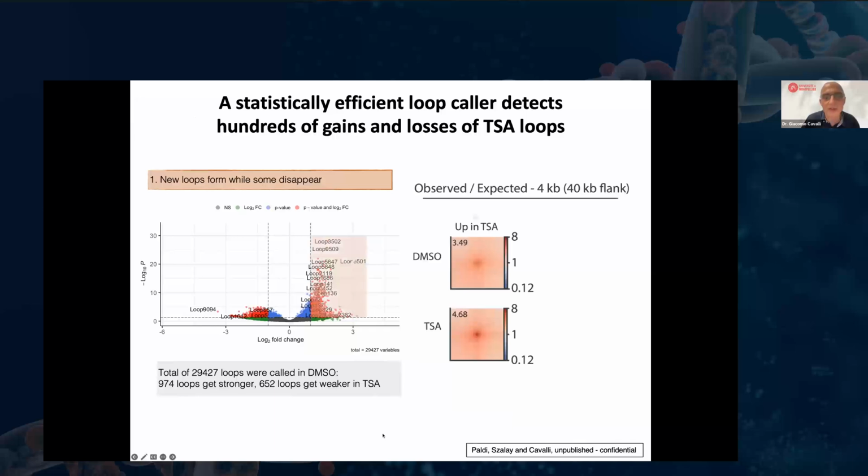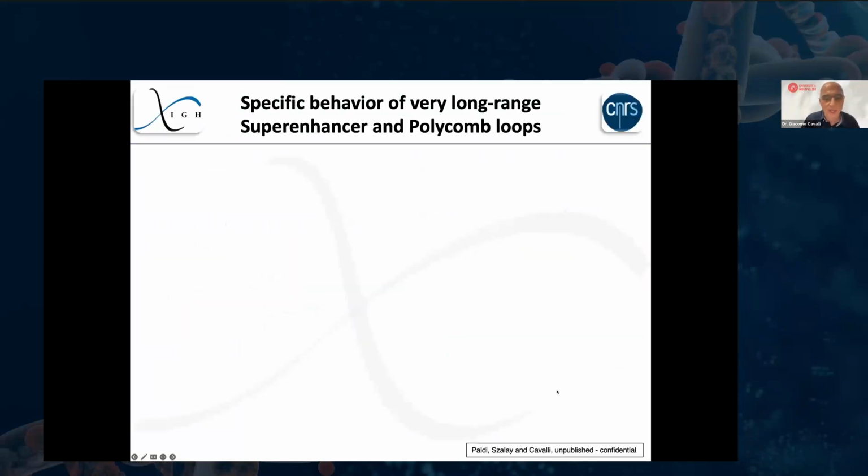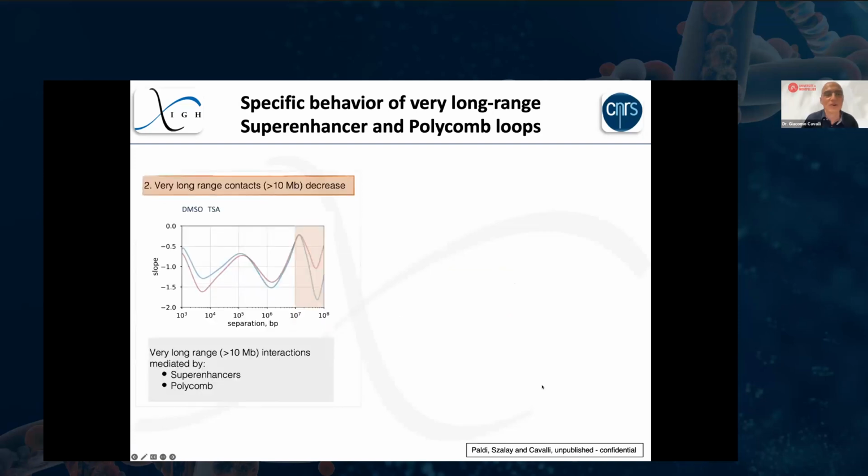We can pile up all the loops. So we can take the loops that are expected to become stronger, and we see they get stronger. And then the loops that are reduced or lost, and you see that there's a clear difference in the pileup. Now, there's a very interesting specific behavior of these loops, because it's not all the same.